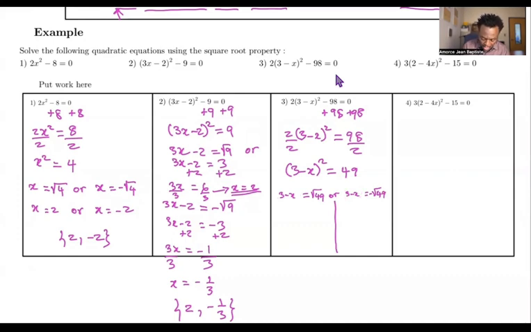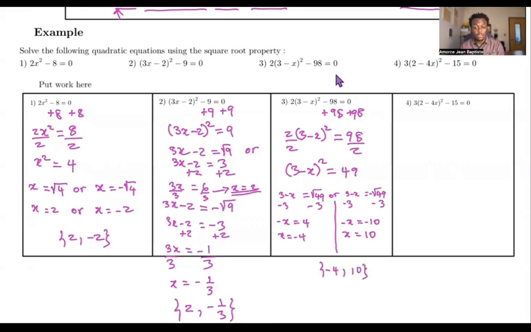Now we can just subtract 3 on both sides. So negative x equals 7 minus 3, which is 4. And multiply by negative 1, x equals negative 4. We can subtract 3 here as well. This is negative 7, so negative x equals negative 10, right? And divide by negative 1, x equals 10. Your solution set is negative 4 and 10.